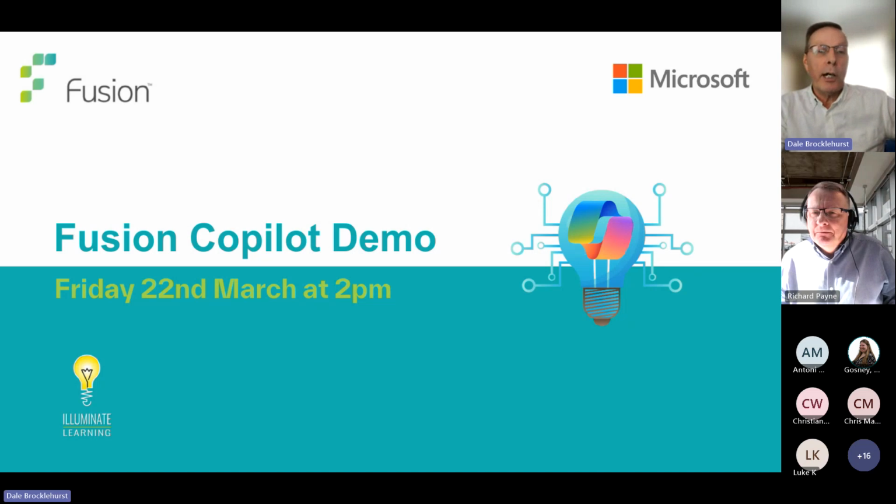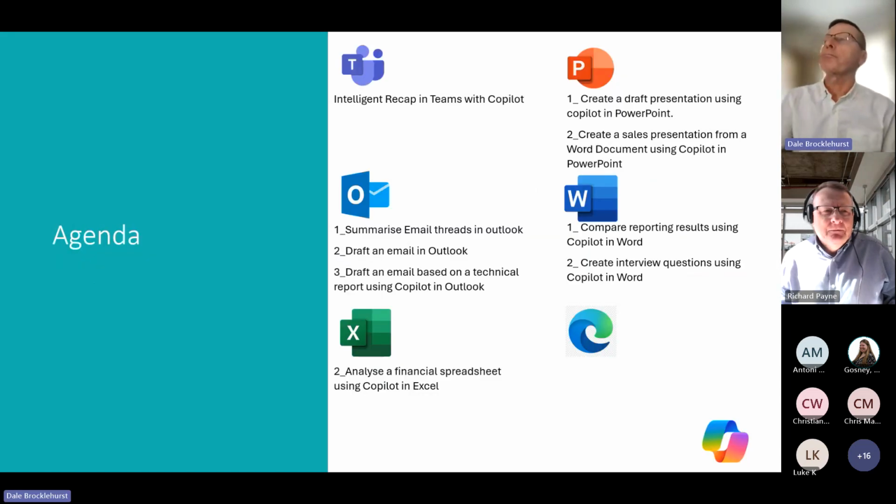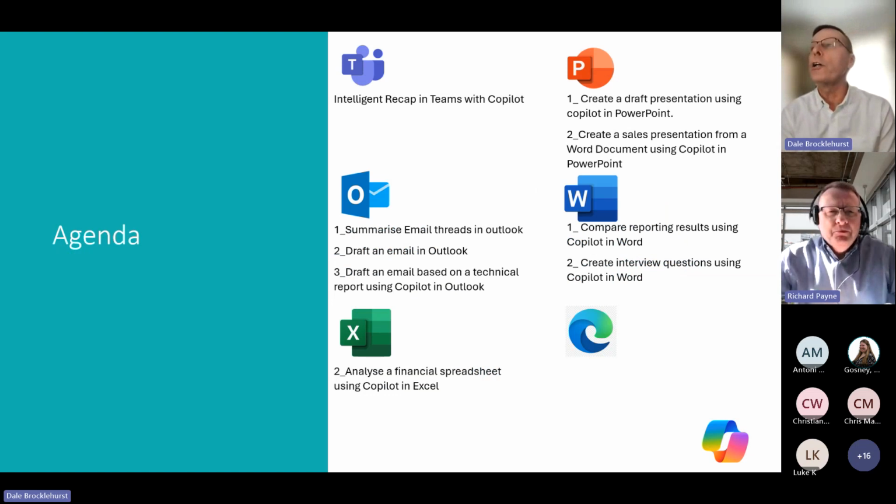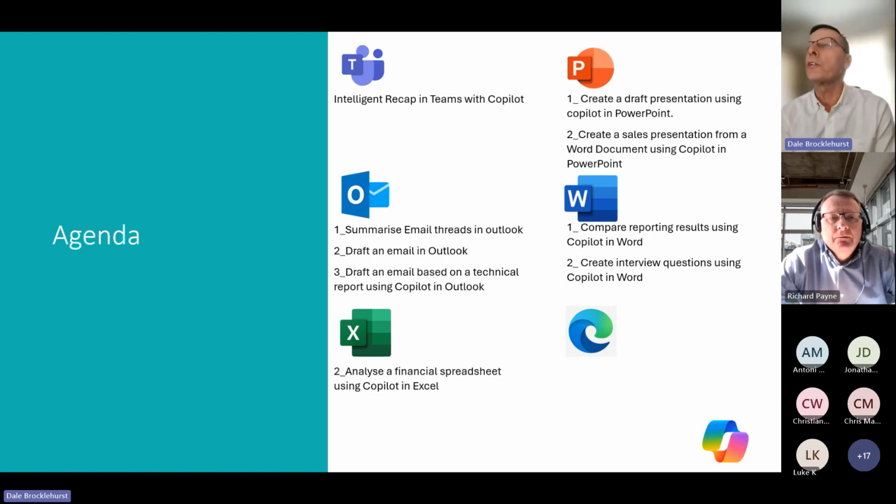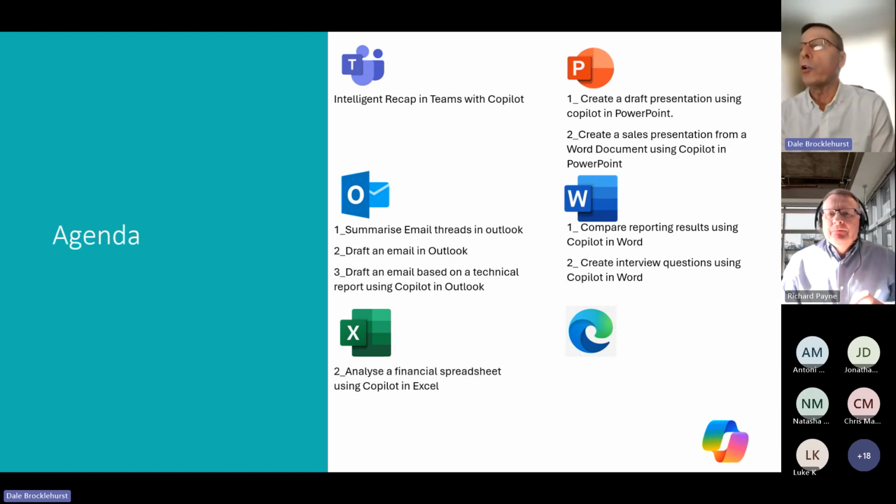So I'll give you a quick agenda. We're going to start off with a quick look at intelligent recap in Teams with Copilot, which is a new feature. Then we'll jump into Outlook and look at how we can be more productive, save time. Got 3 demos: summarizing email threads in Outlook, drafting an email in Outlook, and then one that's a little bit more advanced, drafting an email based on a technical report in Outlook.